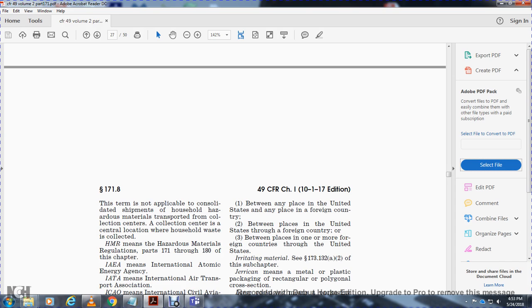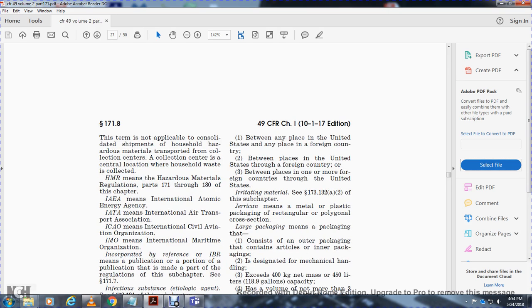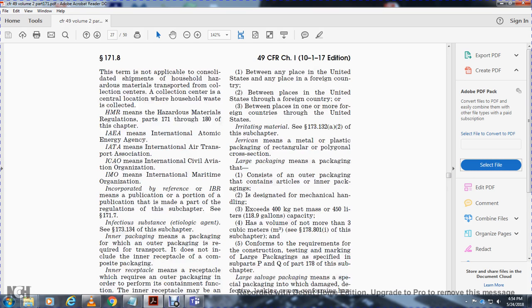The Hazardous Material Regulations, HMR, are parts 171 through 180 of subchapter C. IAEA, International Atomic Energy Agency; IATA, International Air Transport Association; ICAO, International Civil Aviation Organization; IMO, International Maritime Organization. Incorporated by reference, IBR, is the publication of a portion of the publication made part of the regulation. Subchapter C, 171. Infectious substance, etiologic agents, 173.134.